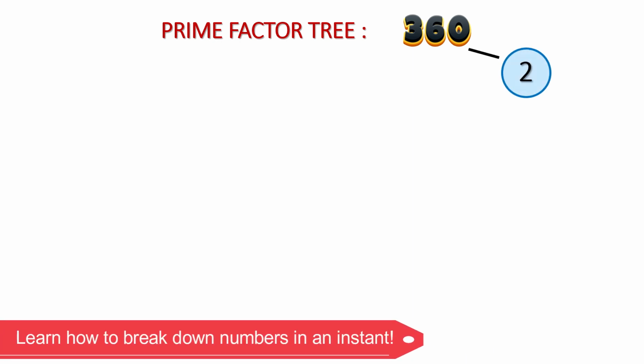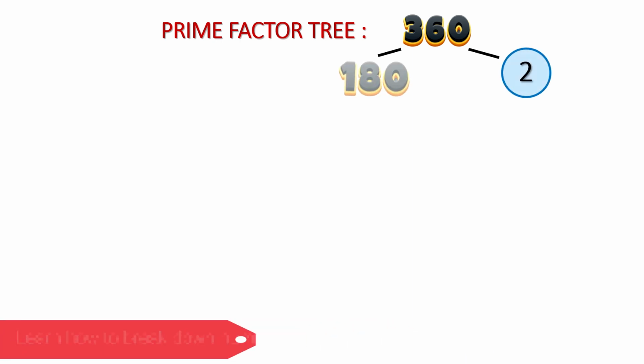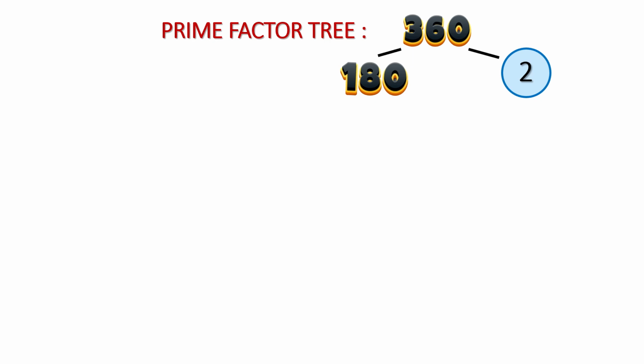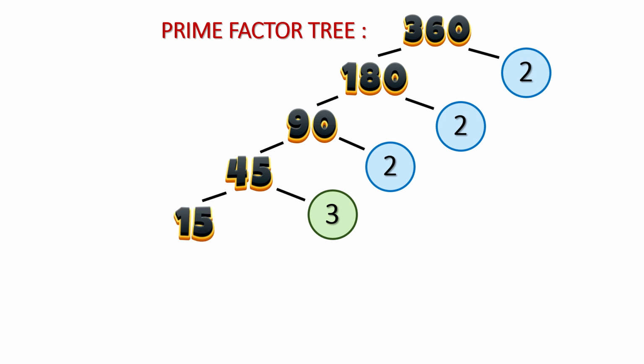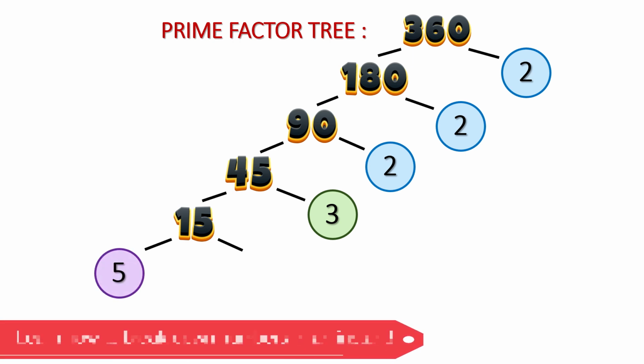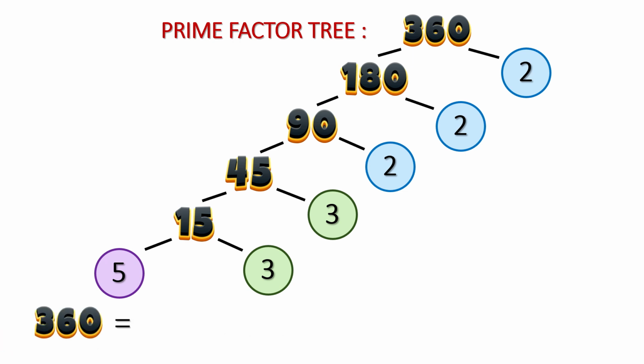We divide 360 by 2 and get 180. We divide 180 by 2 and get 90. We divide 90 by 2 and get 45. We divide 45 by 3 and get 15. And we can write 15 as the product of two prime numbers, 5 and 3. Then we can write the number 360 as the product of all those prime numbers.